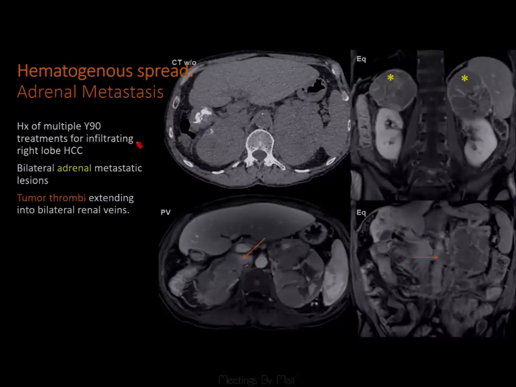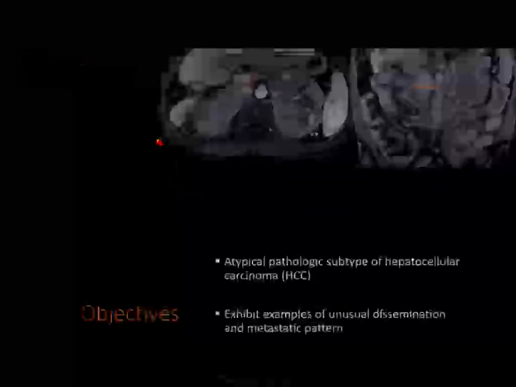Adrenal metastases: adrenal is the fourth most common site of HCC metastasis after lung, lymph nodes, and bones. This was quite an interesting case. The patient had treated HCC without recurrence, but very big masses on chest CT were seen, and then bilateral adrenal masses with extension into the renal veins.